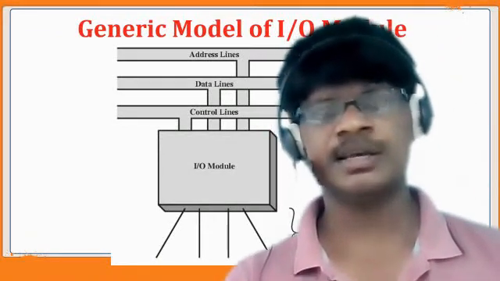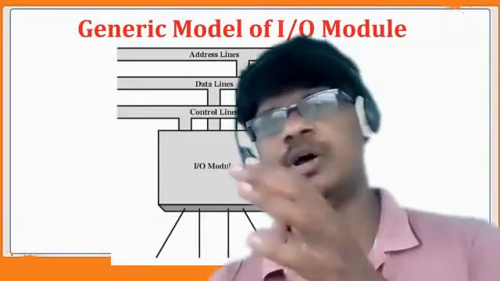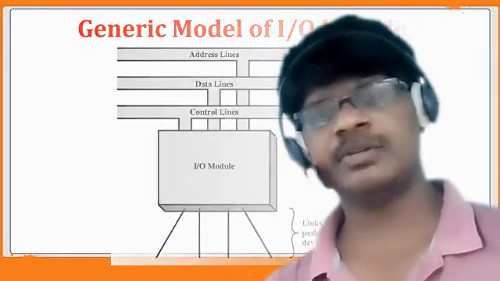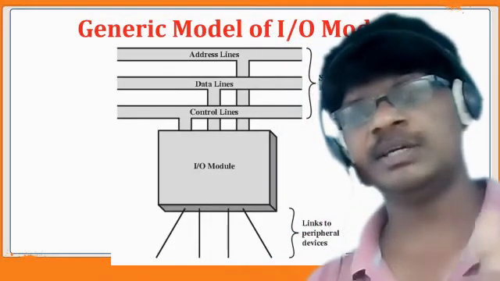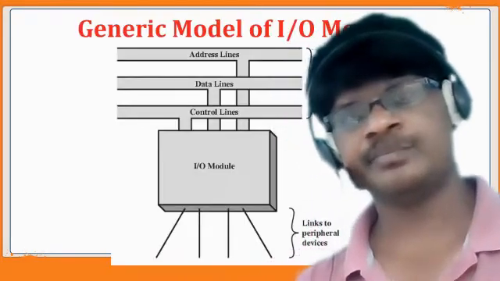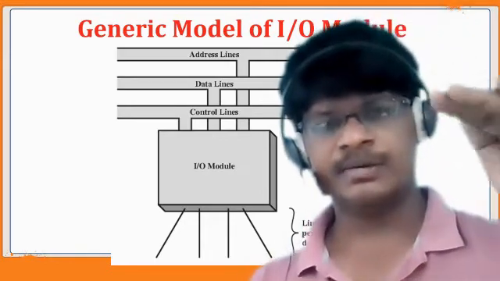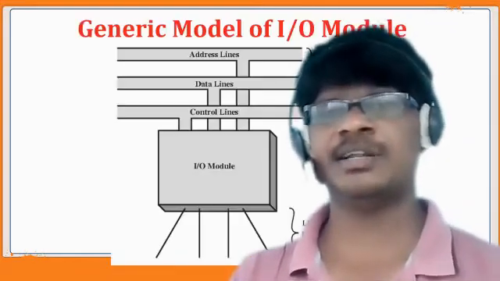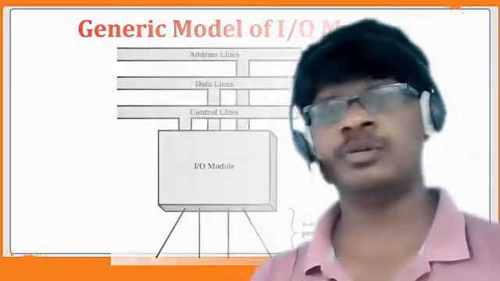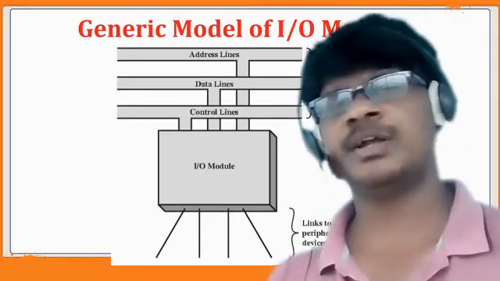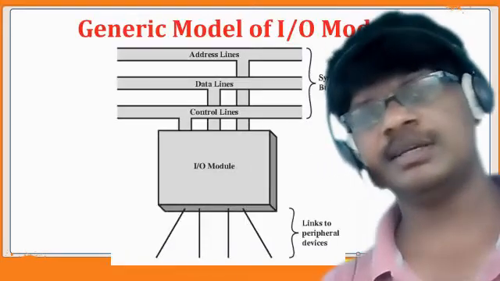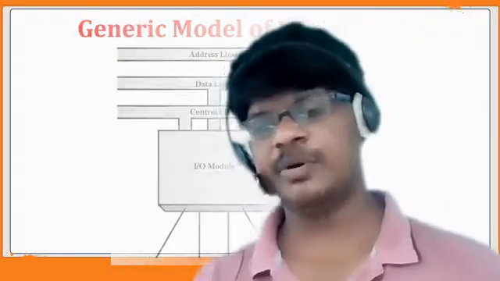The next one is the generic model view, or you can say the block diagram of an I/O module. This is a block diagram of an I/O module, where in the center we have the I/O module. It acts as an interface between the system bus and the peripheral device. So the address line, the data bus, and the control lines are called the system bus. These are on one side and the peripheral devices on the other side. So the I/O module translates what is the input and what is the output, what the other components needed. So it is helpful in acting as a bridge between the system and the peripheral devices which are going to be connected.